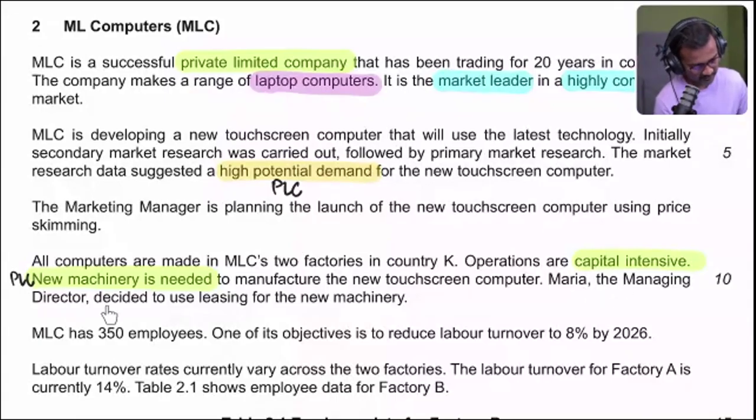Now, Maria, the managing director, decided to use leasing for the new machinery. Now, we already know there's a defined question of leasing, so we'll get to it at that point.